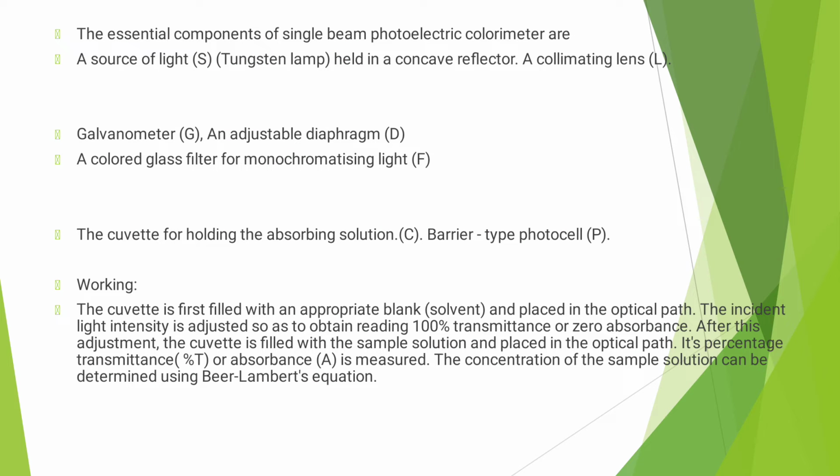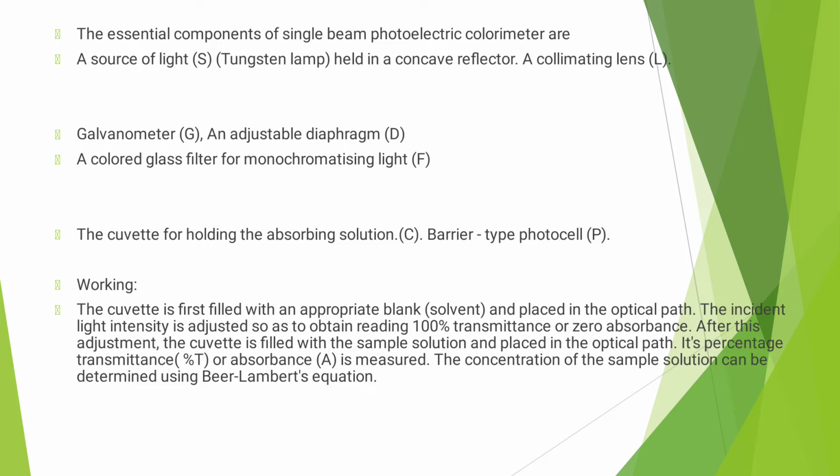Then a colored glass filter for monochromating light. What does monochromator mean? So we'll get the single wavelength light. For monochromatizing the given light beam, we use the colored glasses or filters to absorb the other types of wavelength, and we will get the desired wavelength for the measurement.